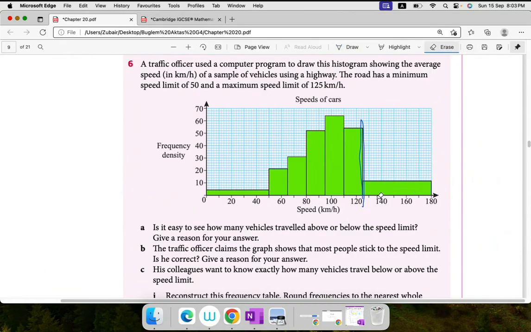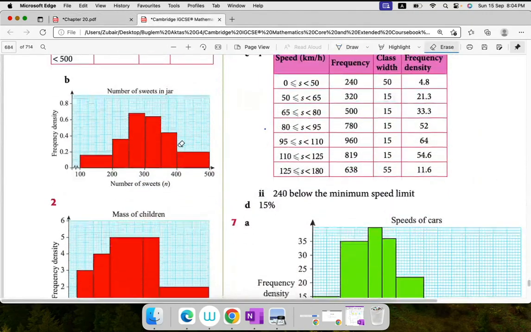Is it easy to see? So I would say yes, because the area of the last box is giving the number of vehicles. So it's easy because we can easily find the area of it, which is the frequency. Area is the frequency, yes. Let's see if he thinks the same way.